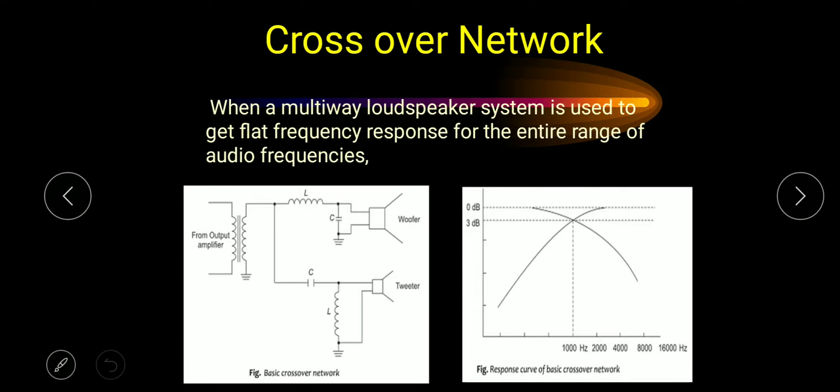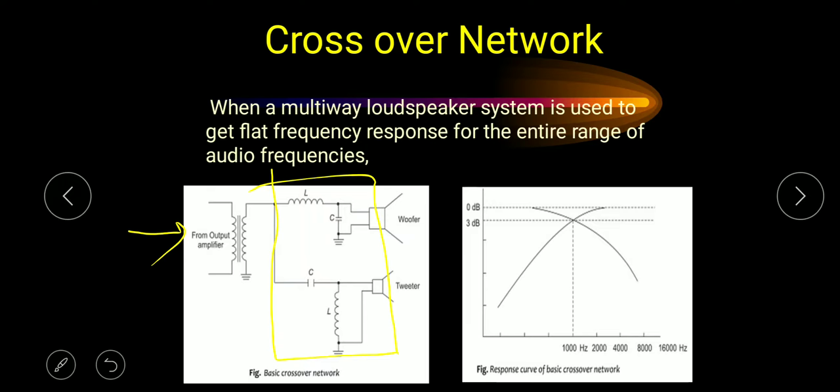Now the crossover network. As we know, sound has a wide range of 20 hertz to 20 kilohertz, and the frequency is not directly divided and sent to different types of loudspeaker without a separator. So to separate this frequency for the loudspeakers, this crossover network is used. Whenever the signal comes from the power amplifier of the hi-fi system, it goes to this network. This is the network shown here in the diagram, a two-way crossover network.